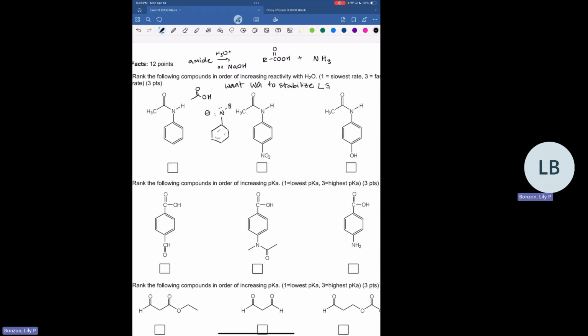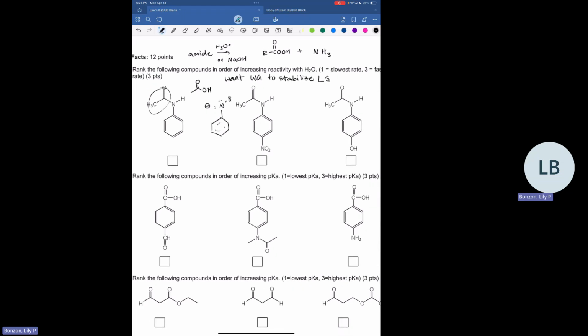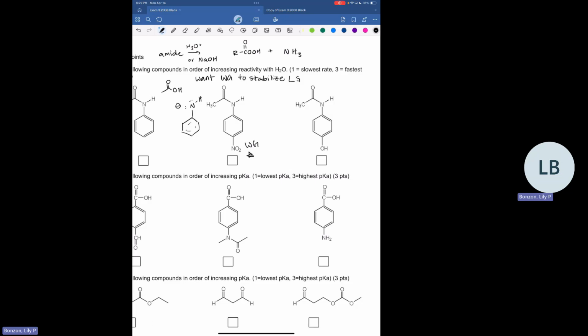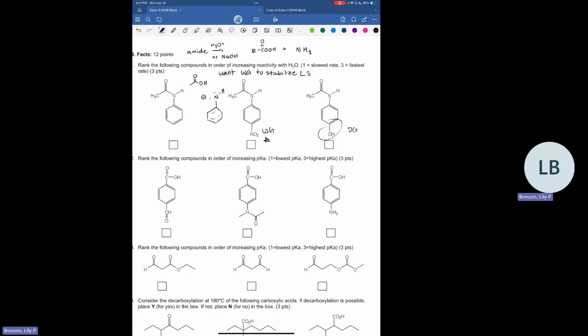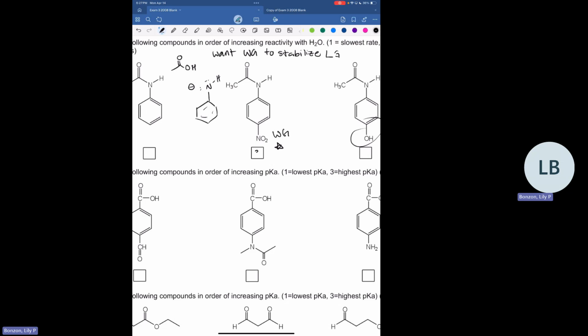So if we look at all of these, we see that the carbonyl part is all the same, so we can kind of ignore that. The difference is in the amide part. On the left, we don't really have anything on that benzene. In the middle, we have a nitro group, and we know that nitro groups are strongly withdrawing. And on the right, we have an OH, and we know that OHs are donating groups. Again, we're trying to stabilize that leaving group, so we want withdrawing groups to spread the negative charge out as much as possible. So that nitro compound in the middle is going to be our most stable and therefore our fastest rate. So it's going to get our number 3.